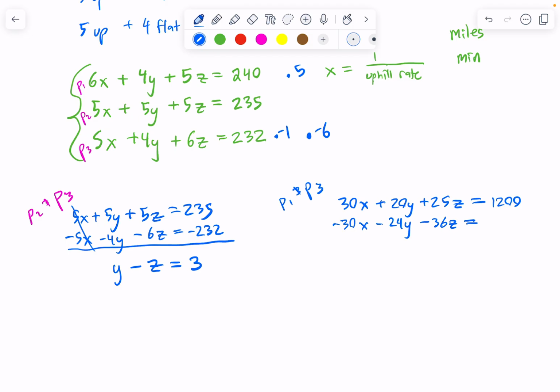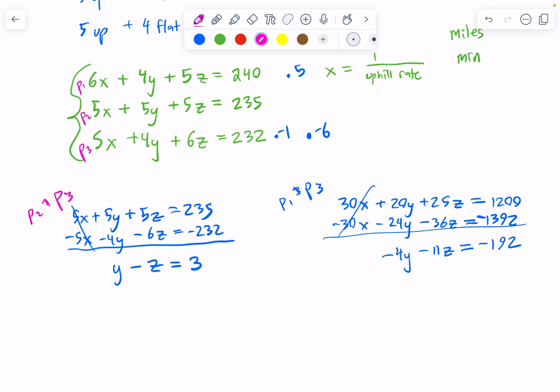Okay, so 232 times 6, that's 1392. And that's a negative, right? Negative, yes, -1392. All right, so now we add those. Shoop. These cancel. We get -4y minus 11z equals -192.